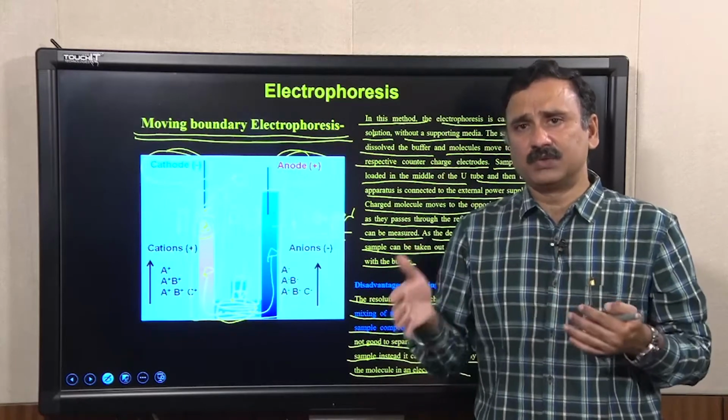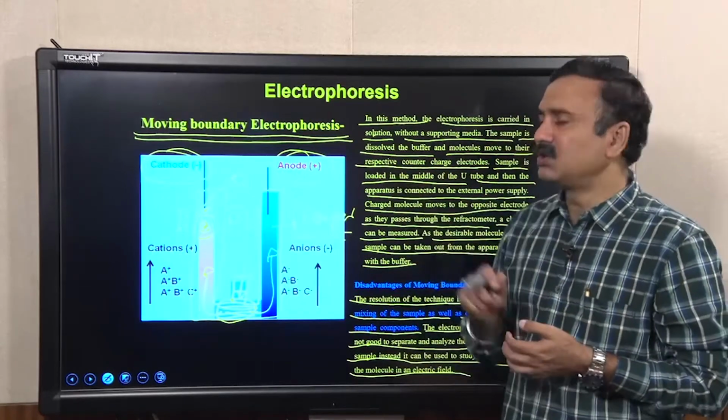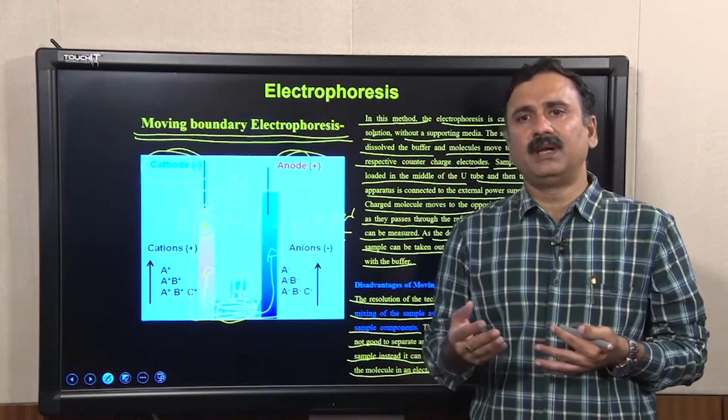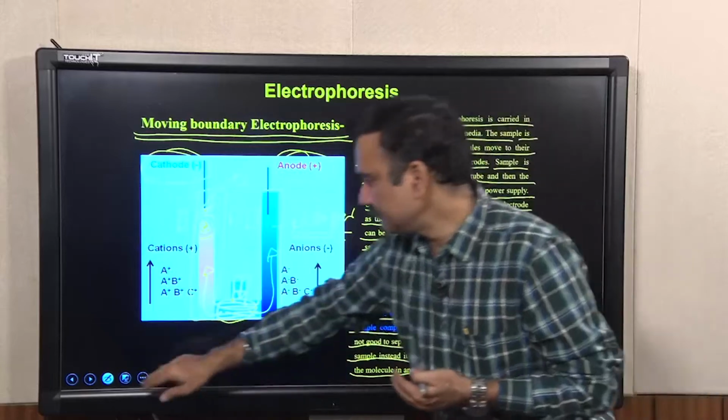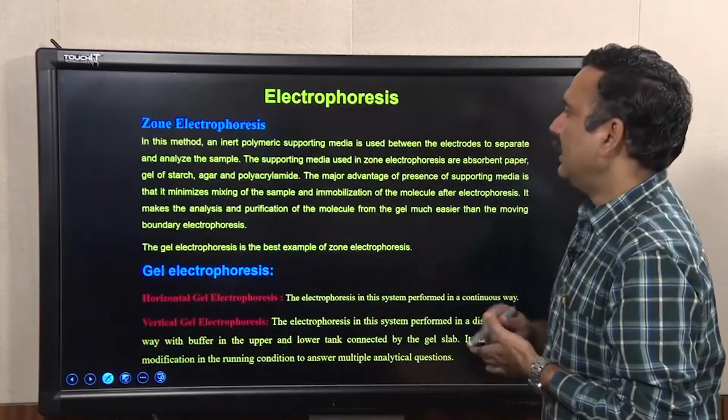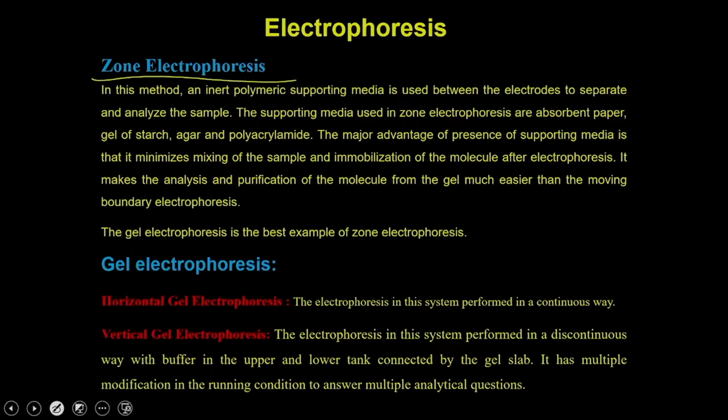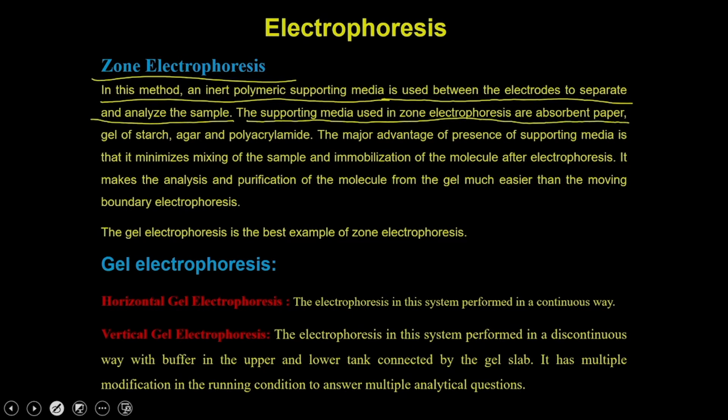separation of the molecules. So, because of that, the moving boundary electrophoresis was not very popular, and people started developing new techniques. Then they developed zone electrophoresis. In this method, an inert polymeric support media is used between the electrodes to separate and analyze the sample. The supporting media used in zone electrophoresis are absorbent paper, gels of starch, agar and polyacrylamide.